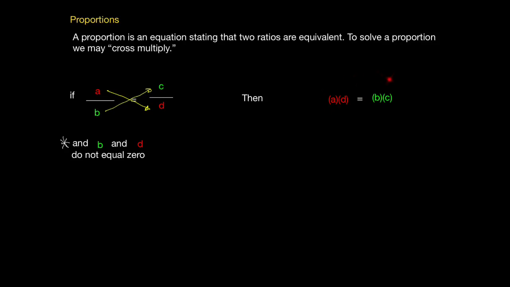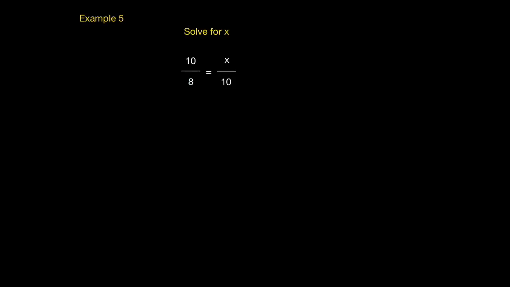So let's test it out with a couple of examples, beginning with example 5. Here we want to solve for x. Let's apply this new technique of cross multiplication. Here we're going to do 10 multiplied by 10, and that's going to equal this other part, 8 multiplied by x.